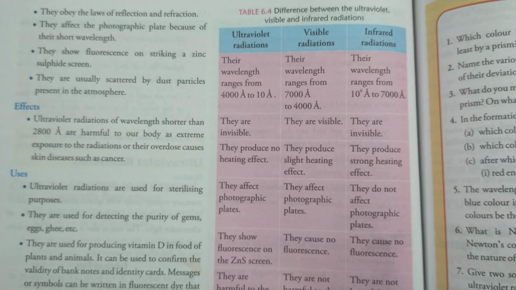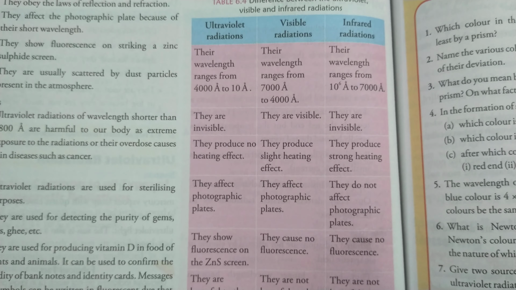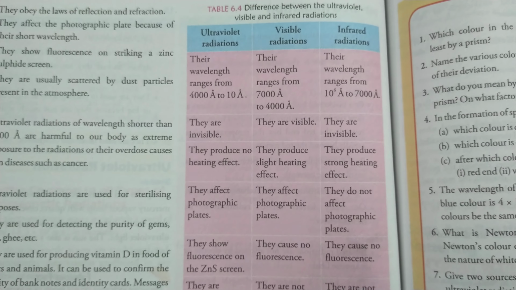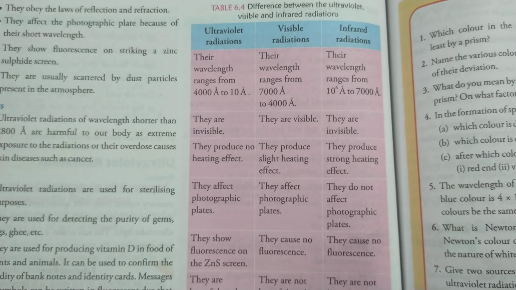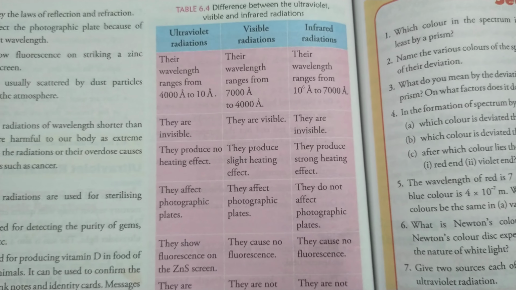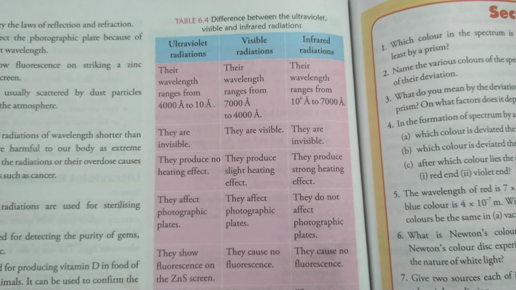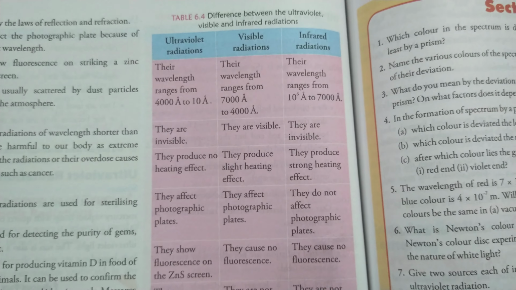The range of wavelength is given. UV radiation: the wavelength ranges from 4000 angstrom to 10 angstrom. Visible light wavelength ranges from 7000 angstrom to 4000 angstrom, and infrared, that is 10 to the power 6 angstrom to 7000 angstrom. UV is invisible, visible light is visible, and infrared is also invisible. Out of these three radiations, UV produces a heating effect, visible light produces a slight heating effect, and infrared radiation produces more heating effect, the highest of these radiations.